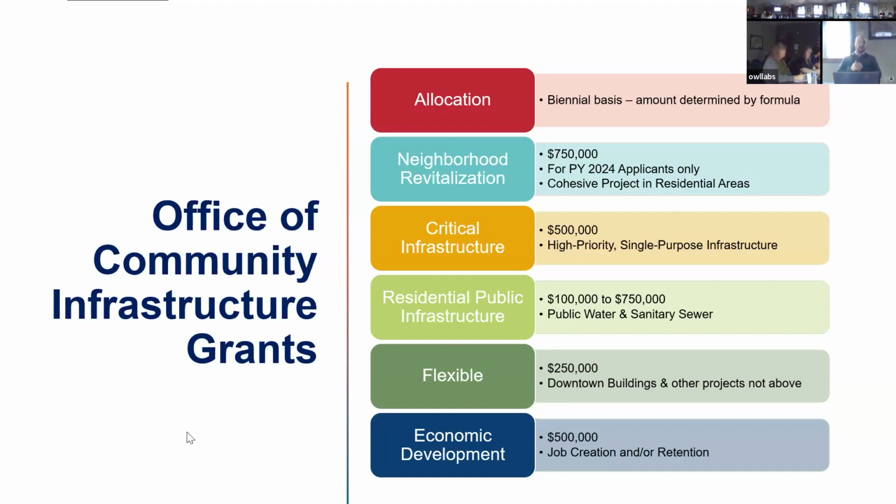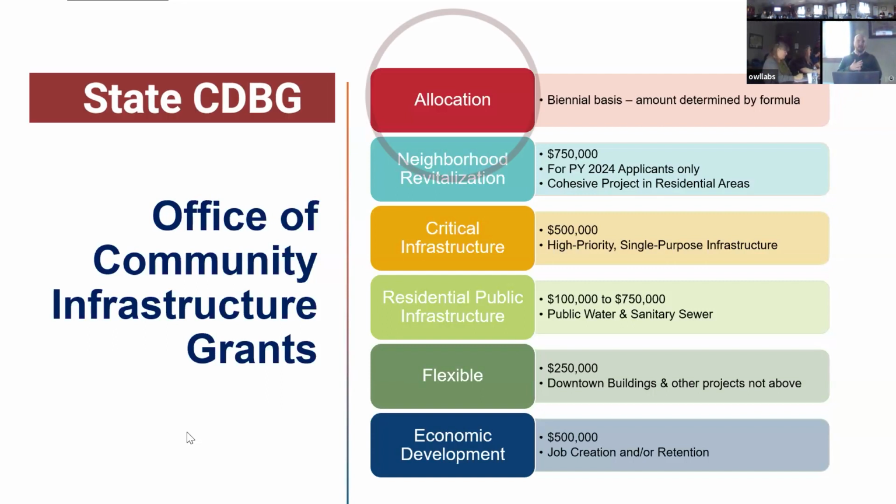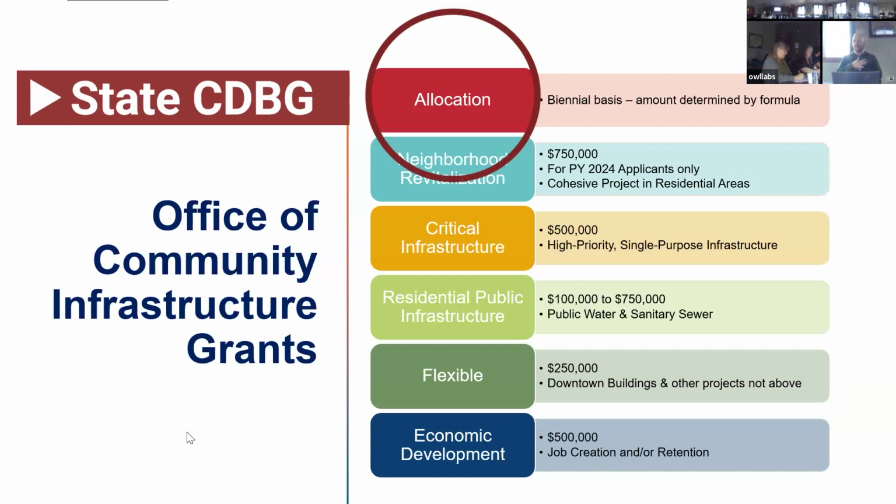First one is our allocation program. This is, by the way, for our state CDBG funding. Maybe I should have started with that. That's what this funding is. So the first program I wanted to mention is our allocation program. That's a formula program based on the LMI population, or low and moderate income population, of each county.